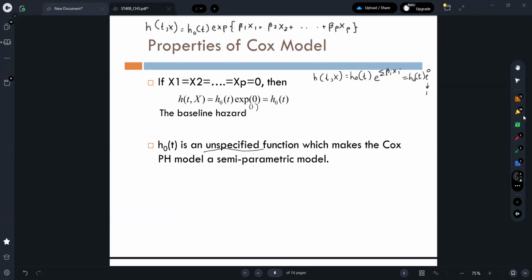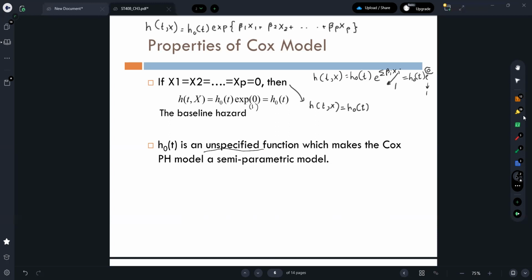Now, if all these x's are 0, what will happen? If x1 is 0, x2 is 0, and xp is 0, all of them are 0, then you have h0 times e to the power 0. E to the power 0 is 1. So your model becomes just the baseline hazard. If all x's are 0, then h(t|X) becomes just h0(t), because this goes to 1. Okay?